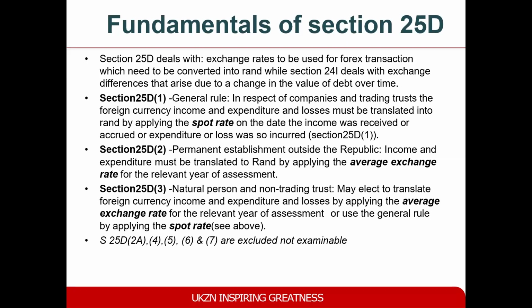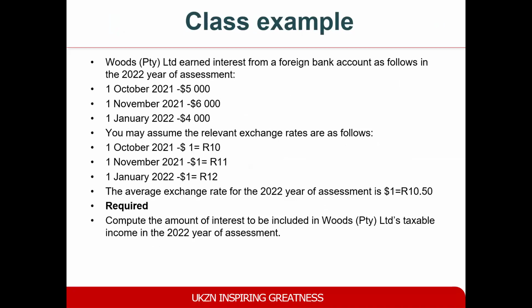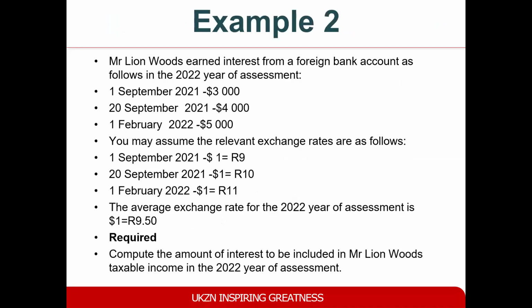Now we've got an option. We can go to 1 and we can also apply 3. 3 talks about an average, 1 talks about what? The general rule. Now let's go to the question again, to the example. We've got now Mr. Lion Woods here. Let's read. So this means in this case, because you've got an option, you can use any of the two.